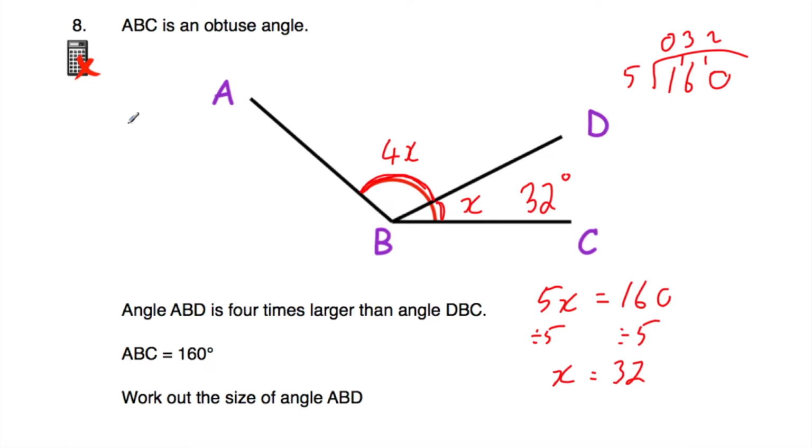So I'm just going to do that over here. 32 multiplied by 4. So 4 times 2 is 8, and 4 times 3 is 12. So that's 128 degrees, 128 degrees. And let's just check that. 128 plus 32 is 160, so that works. So that's it. Okay, let's look at our next question, question number 9.